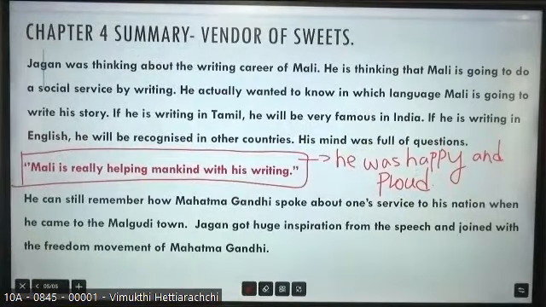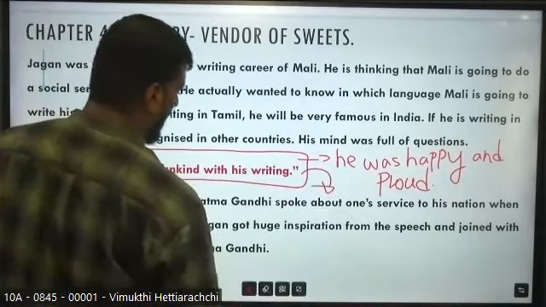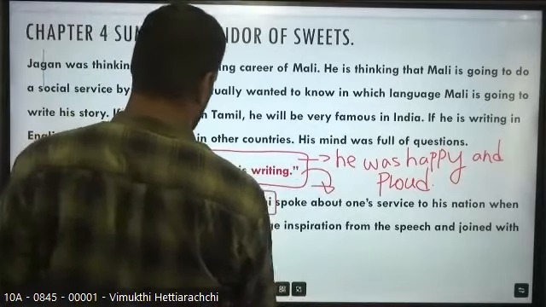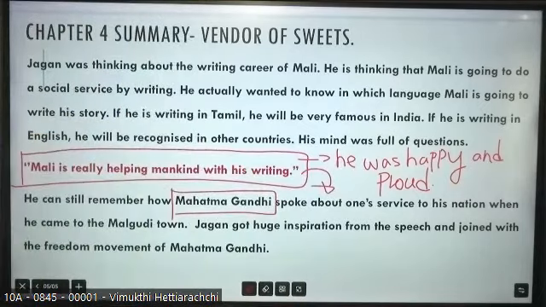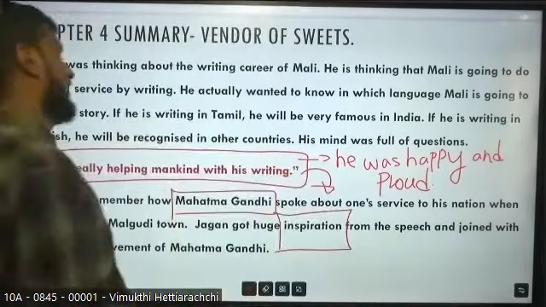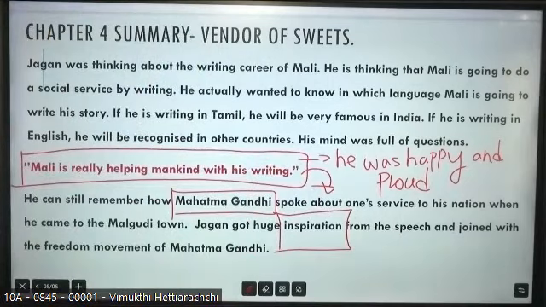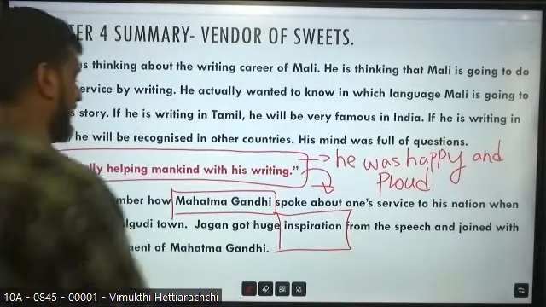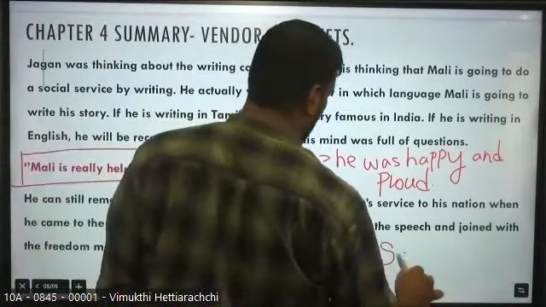You can still remember how Mahatma Gandhi spoke about one service to his nation. So he is trying to compare this situation with Mahatma Gandhi, right? Very much important. You can still remember how Mahatma Gandhi spoke about one service to his nation when he came to the Malgudi town. Jagan got huge inspiration from the speech. When he was a young boy, he got a huge inspiration from the speech and joined the freedom movement of Mahatma Gandhi. This is known as the Satyagrahi movement.